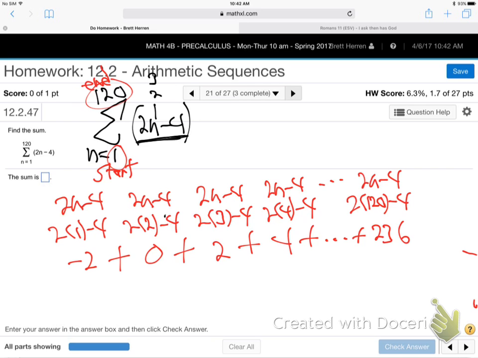We good with that so far? I still don't know the final answer. I'm just putting it into something that looks more familiar to me. This is saying that, isn't it? It's saying add up the formula 2n minus 4 as you plug in 1 and 2 and 3 and all the way to 120. So they want me to add this up.